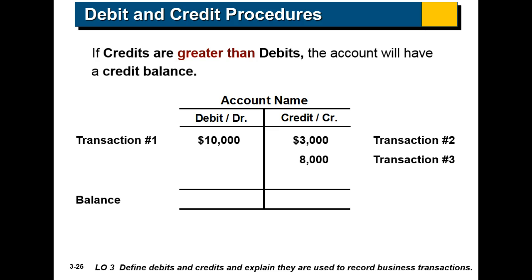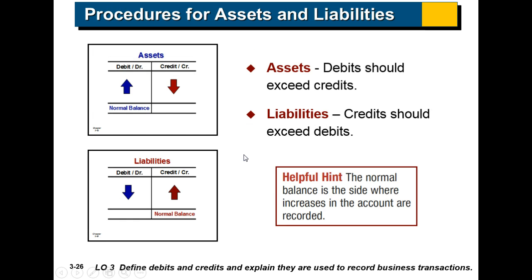Okay? If credits are greater than debits, then the account has a credit balance. Do you see how on the credit side there's 11, on the debit side there's 10? What's our balance? 1,000. This is paramount.